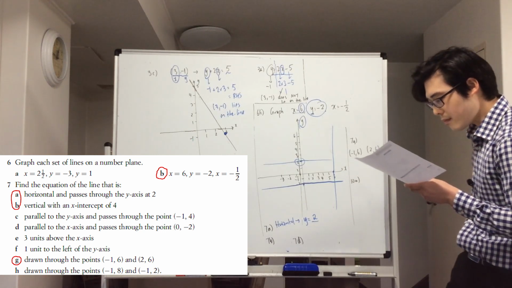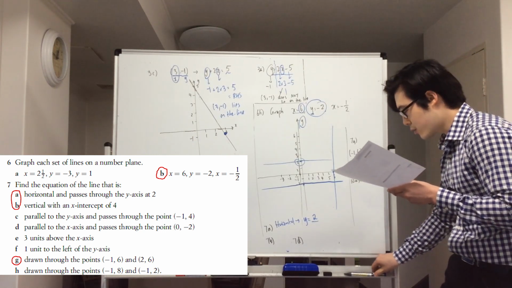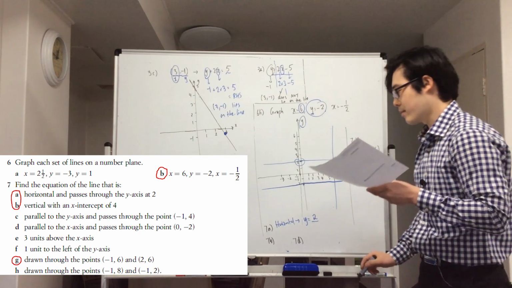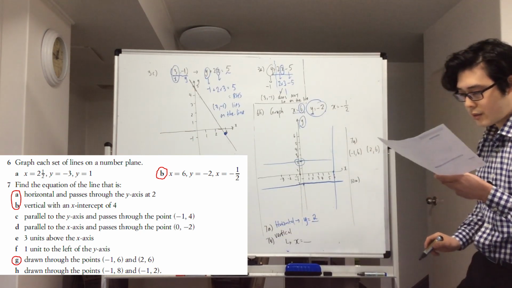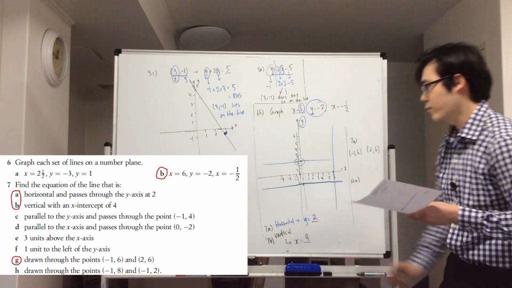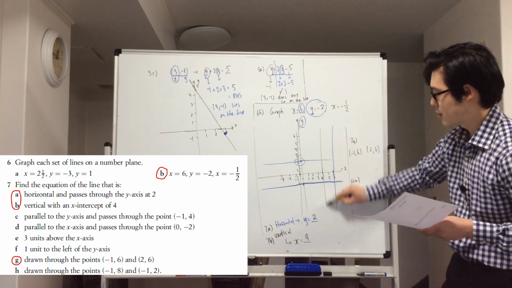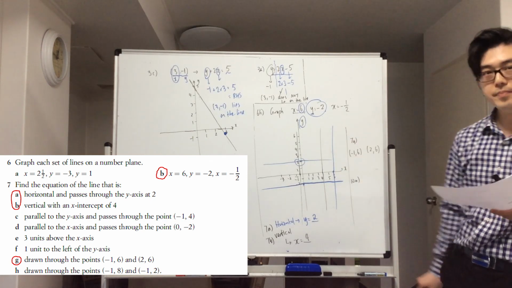Simple as that. Similarly, if it says vertical, 7b says vertical with an x-intercept of 4. If it's vertical, it starts with x equals something, and the value is 4, because that's what it says, x-intercept of 4. So that means the equation is x equals to 4.